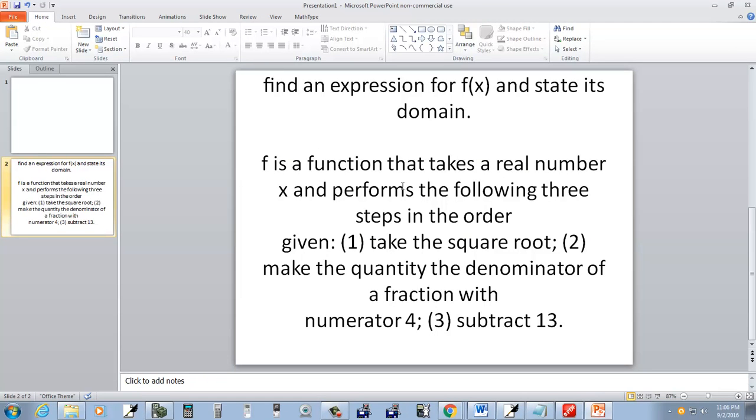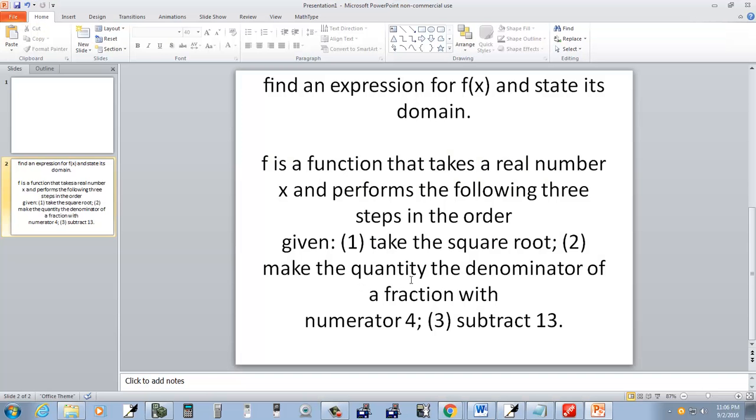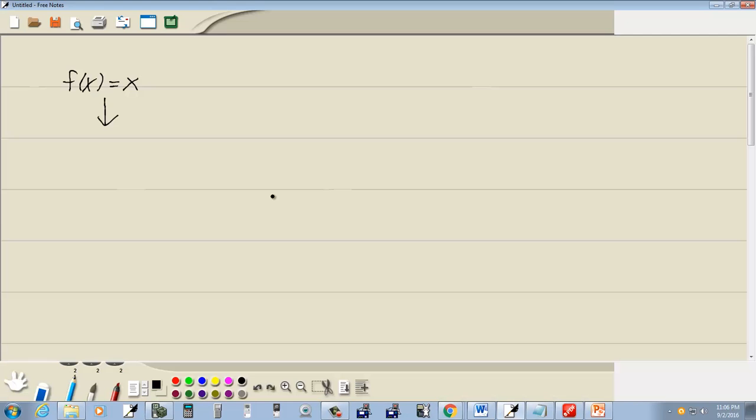F is a function that takes a real number x, so this is where we're starting, and we're going to transform it. Perform the following three steps in the order given. 1, take the square root. So we're going to take the square root of whatever our previous transformation was, which is simply an x.